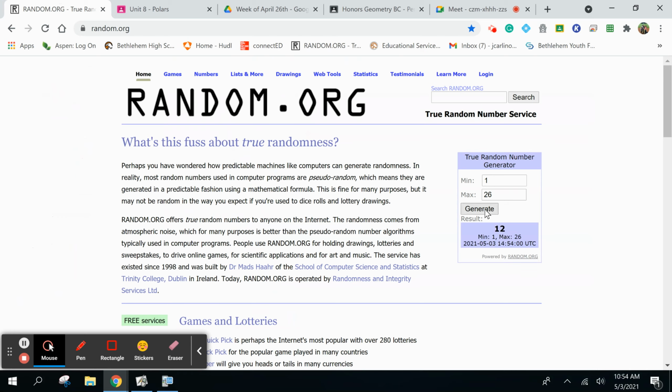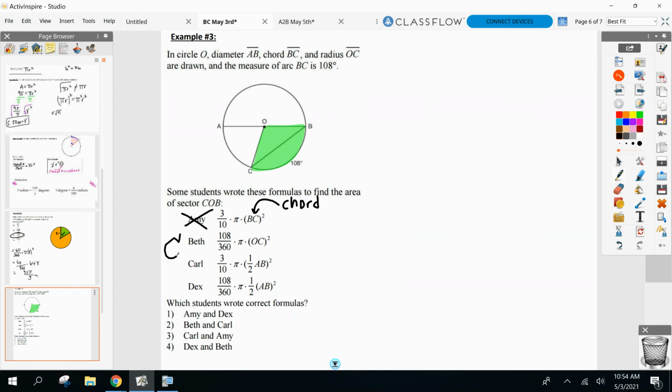Here we go, Lucas. How's Beth look? Good. All right, she is correct. There's not much else you got to say here, guys. 108's the angle. OC's a radius. Pi r squared. Everything you need. Here's where the fun happens now.